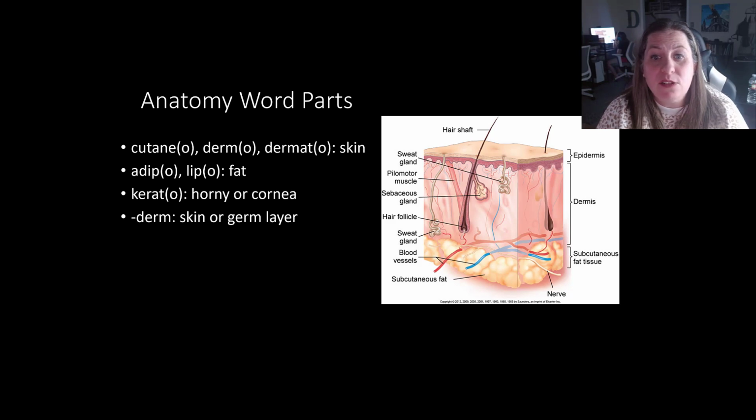Now, under the dermis, there's what we call the subcutaneous layer. This layer is made out of fat. And so adipo or lipo are going to deal with fat. So adipose tissue is the fat tissue.